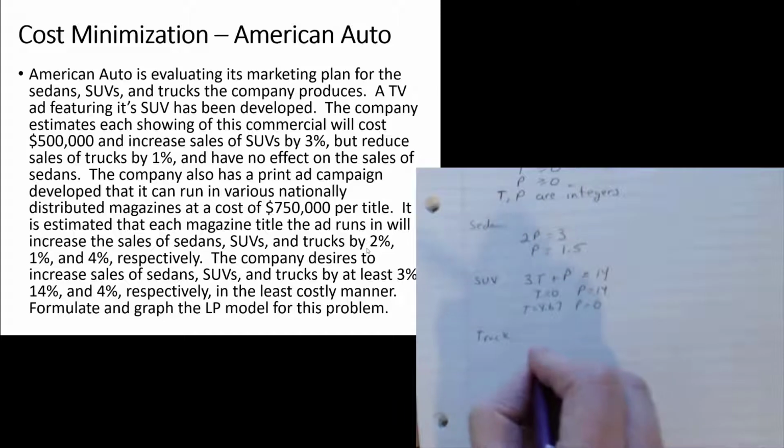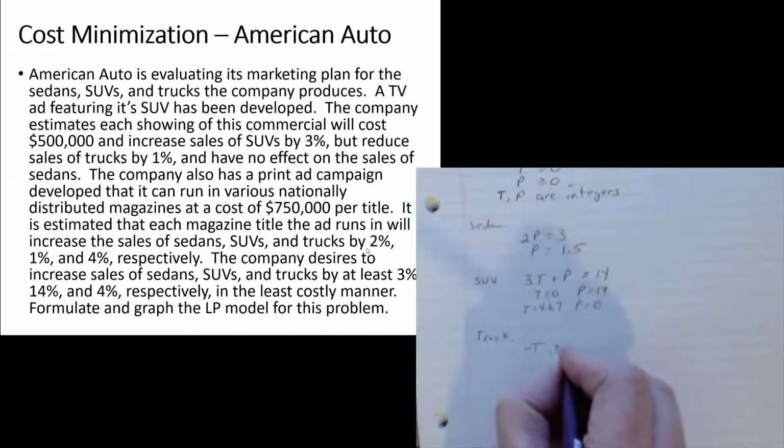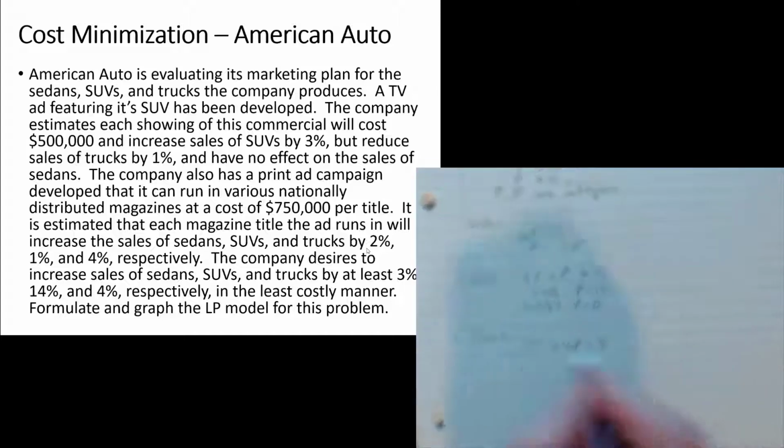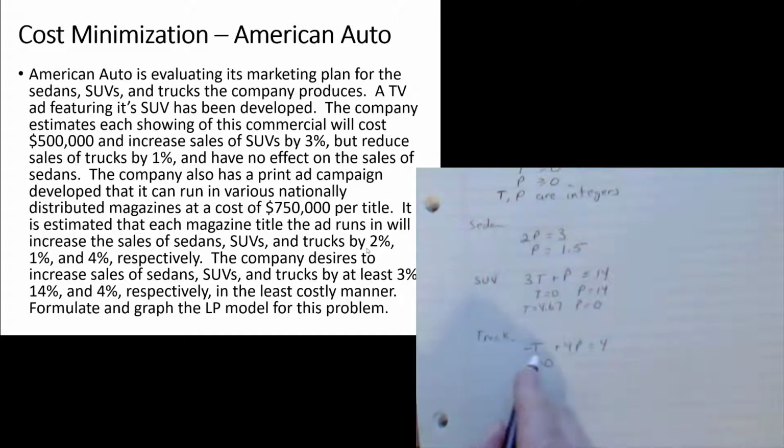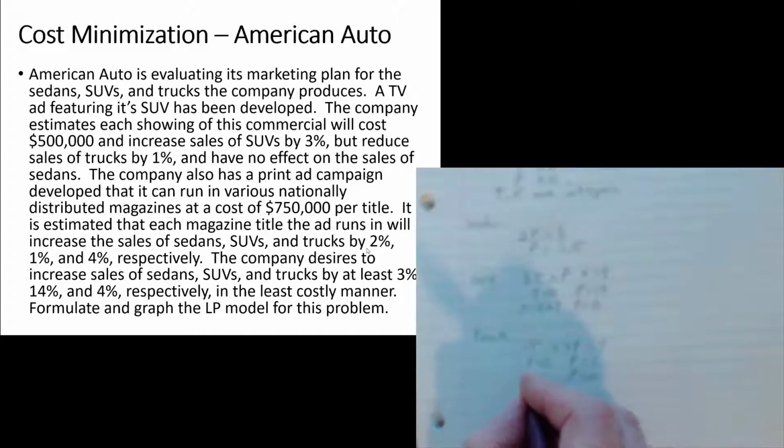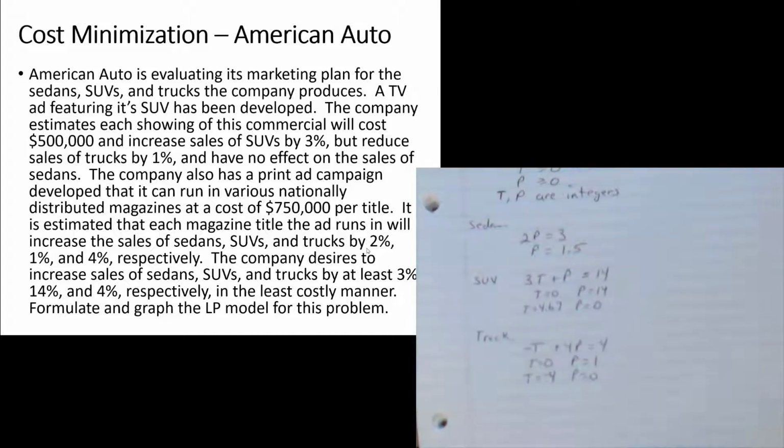Truck, I have minus T plus 4P equals 4. If T equals 0, 4P equals 4, so P must equal 1. And if P equals 0, minus T equals 4, divide both sides by minus 1, so T must equal minus 4. So now I have all my intercepts in order to draw my constraint lines, just like we did with the profit maximization problem.